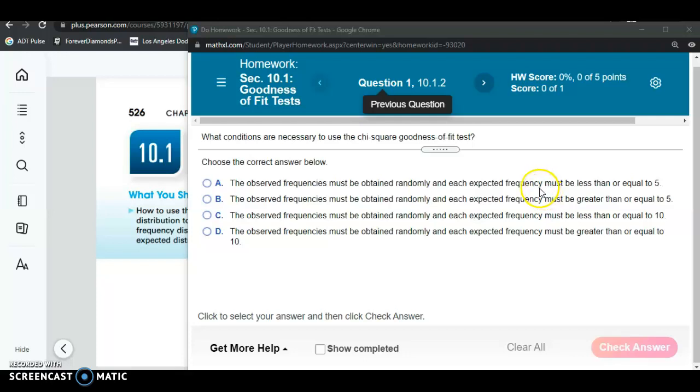Hello students, we're going to go ahead and look at some examples from section 10.1 on goodness of fit tests. So I encourage you to read the information in the section to answer this first question.